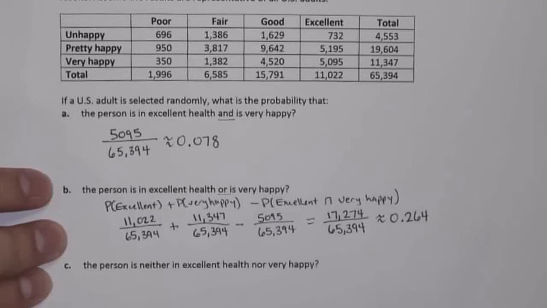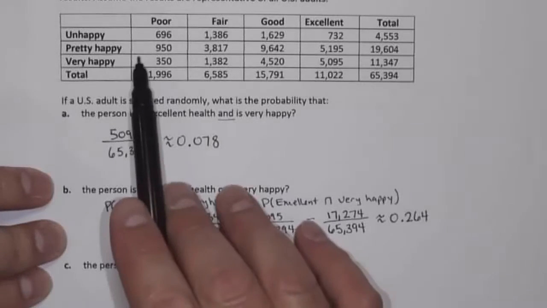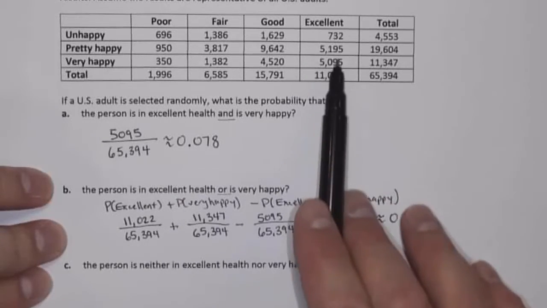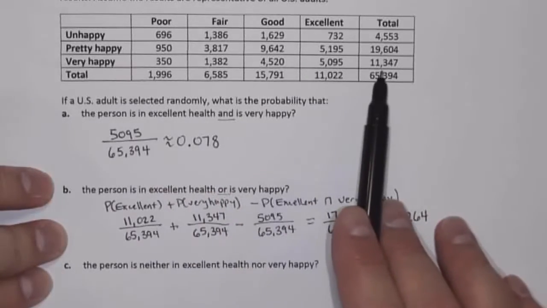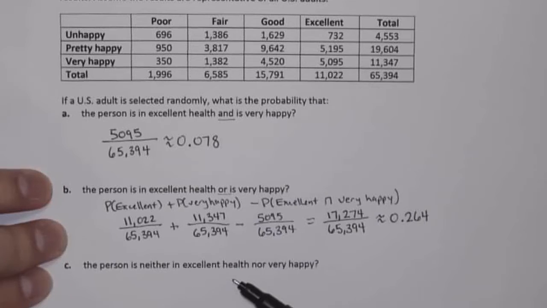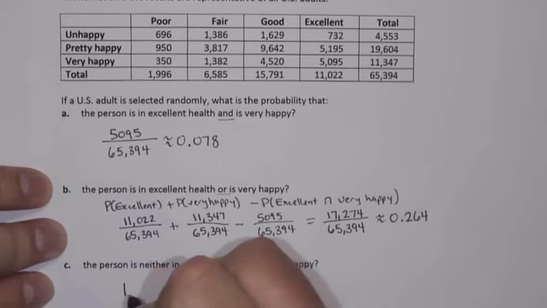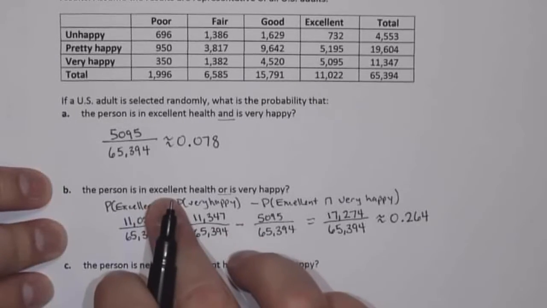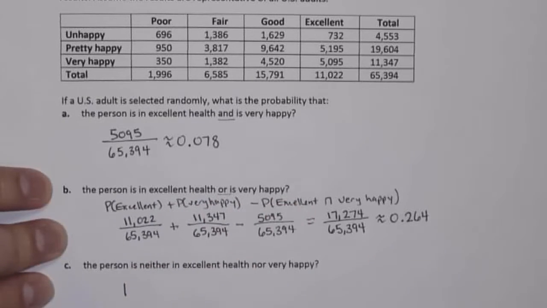So if the person is neither in excellent health nor very happy, that means they're not in excellent health or very happy, either one. So in other words, they're not in these 11,022 people, and they're also not in these 11,347 people. In other words, question C is the complement of question B. So question C is the complement of the probability of being in excellent health or very happy.